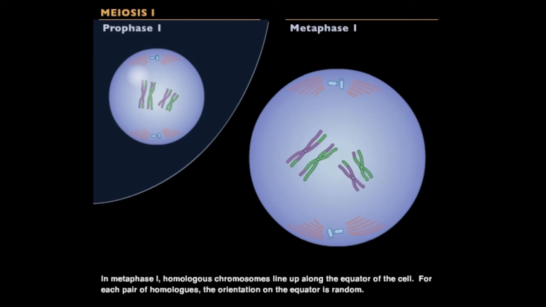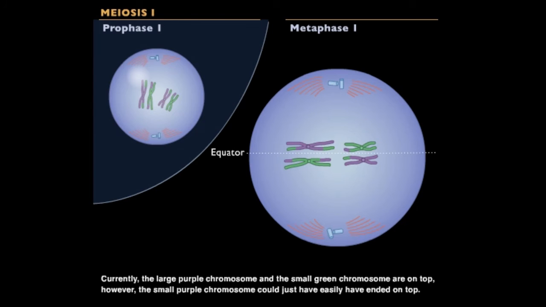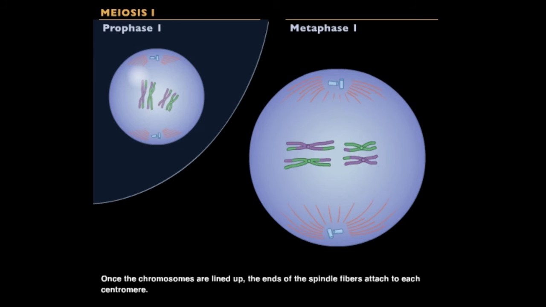In metaphase I, homologous chromosomes line up along the equator of the cell. For each pair of homologs, the orientation on the equator is random. Currently, the large purple chromosome and the small green chromosome are on top. However, the small purple chromosome could just as easily have ended on top. Each different orientation results in gametes with different combinations of parental chromosomes. This process is called independent assortment. Once the chromosomes are lined up, the ends of the spindle fibers attach to each centromere.